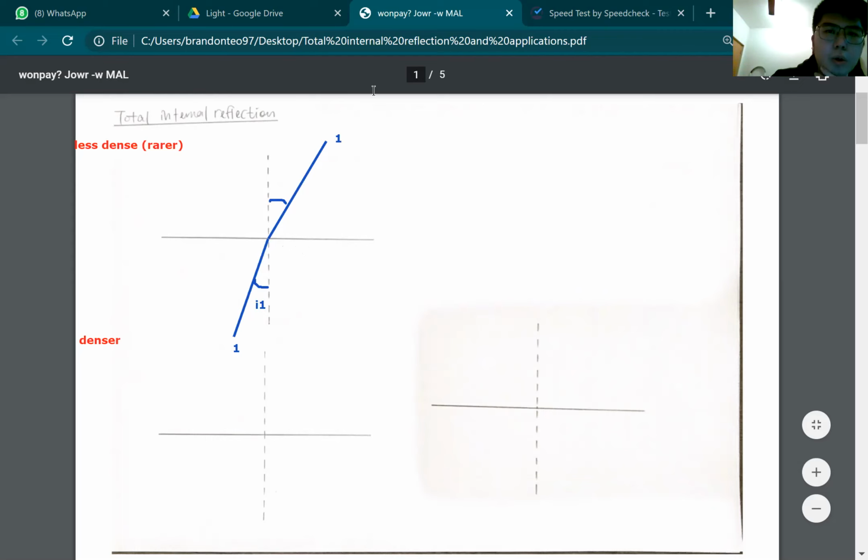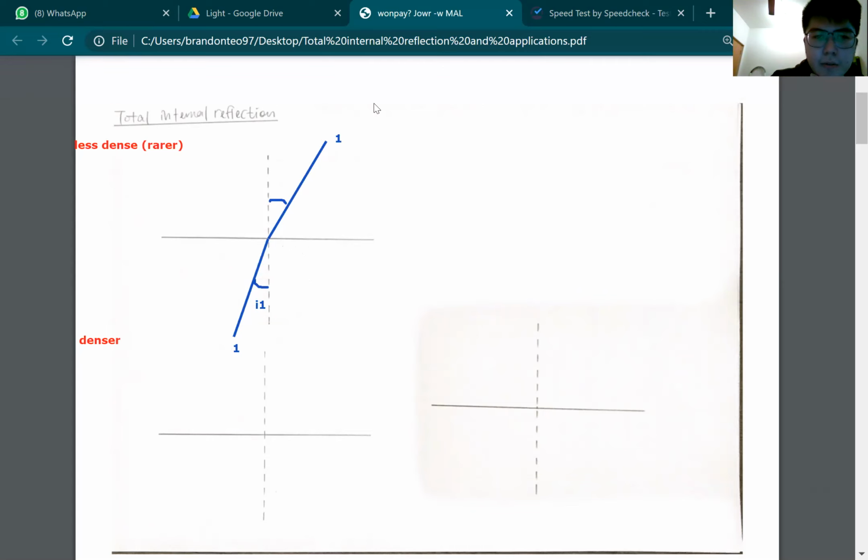Now, 如果我 increase 这个 ray 的 incident angle, so this is I1, 如果我增加它的 incident angle, say ray number 2 coming at a greater incident angle like this. With a greater incident angle, it will bend away more. We label this one I2, and this is ray number 2.